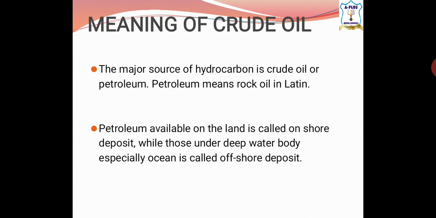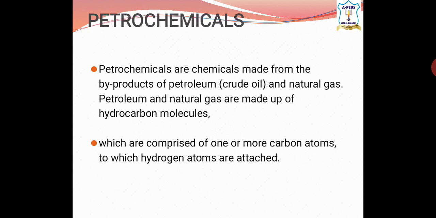Petroleum available on the land is called onshore deposit, while those under deep water bodies, especially the ocean, are called offshore deposit. That means the petroleum that you see on the land is what we call onshore deposit, while the one that you can extract or drill at the base of a deep water body, especially the ocean, is called offshore deposit. Now, having been talking about petroleum since morning, I believe you understand or could say something about crude oil with all the things that I've been saying.